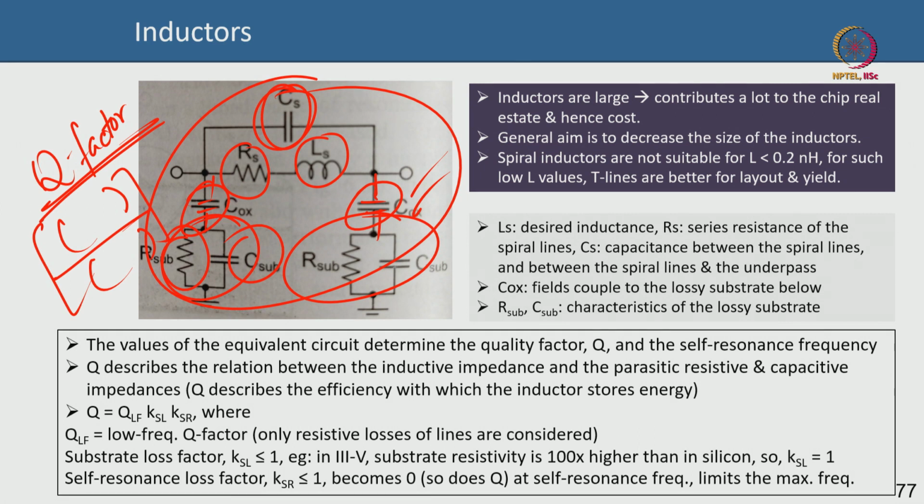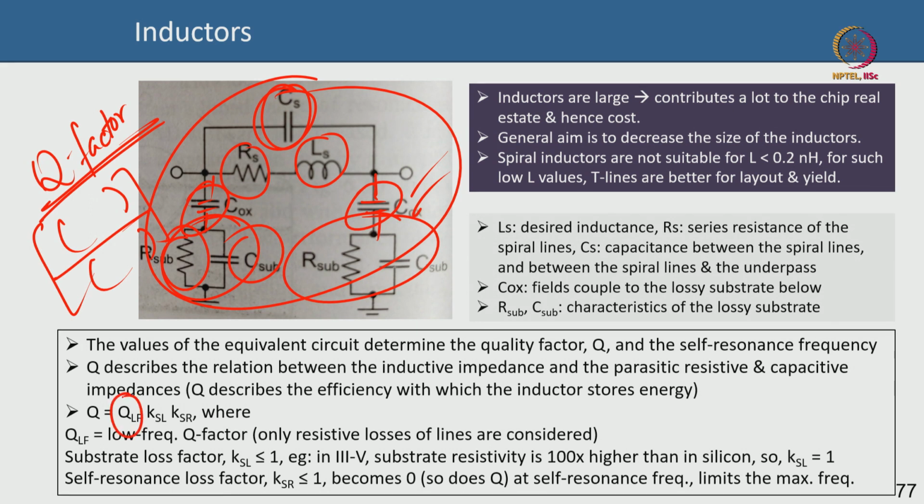Okay, and a higher Q factor means it's a good inductor. For instance, it means the inductor is behaving more and more like an ideal inductor if the Q factor is high. If the Q factor is low, then it means the inductor is not a true inductor. There is a lot of resistive loss, there is a lot of capacitive coupling that's happening. It's not a true inductor, it's not storing energy as best as it could. Okay, so the Q factor is very important, and the Q factor has three terms.